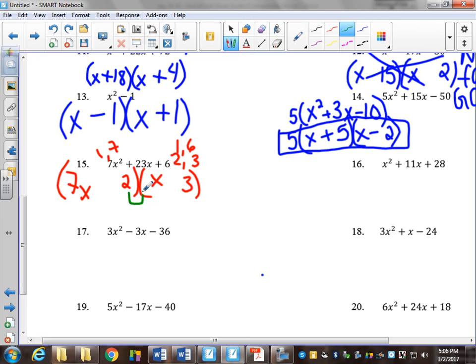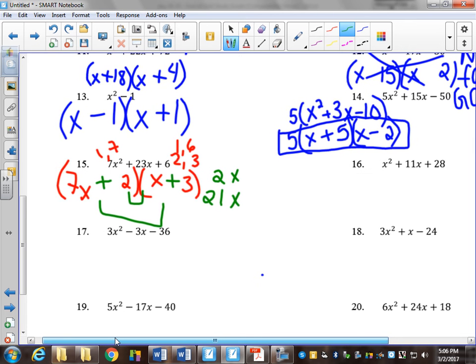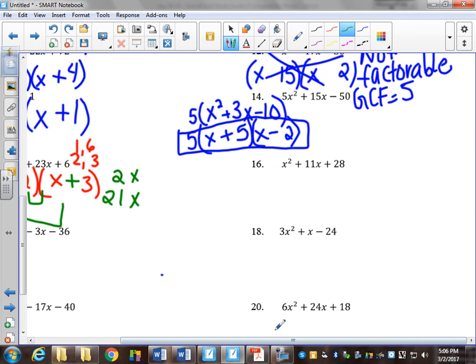This inner and outer give us the middle. We have 2x and 21x. Can that be combined to get to 23? Yes. Both signs have to be positive, which makes sense because our C term is positive, therefore the signs have to be the same. And they are. So you get left with 7x plus 2 and x plus 3.